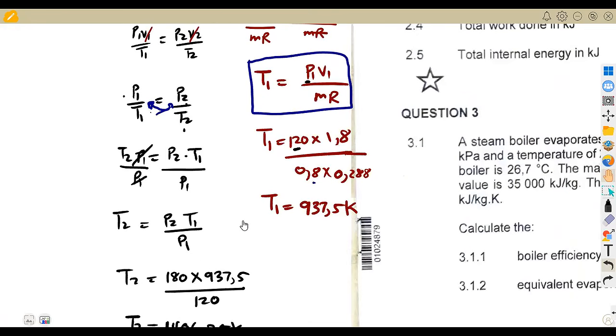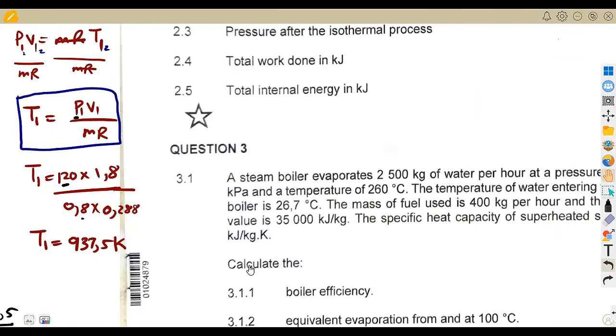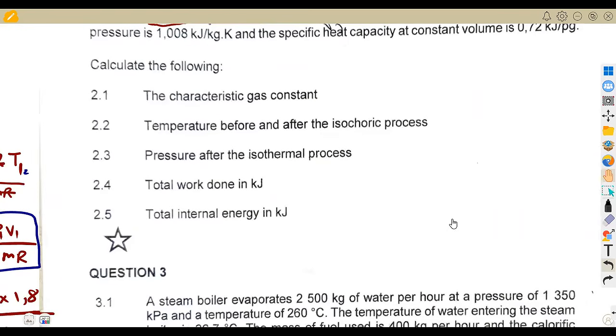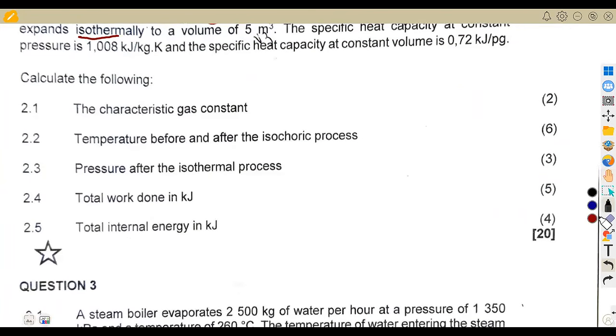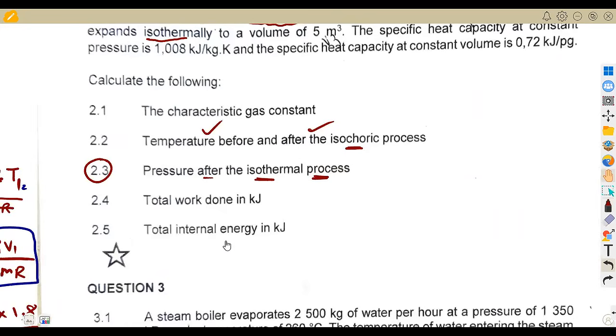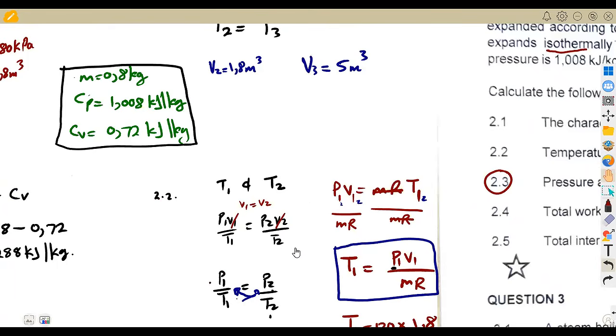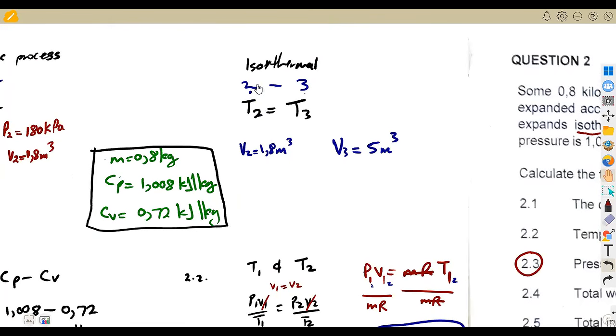All right, let us check what the other part of the question was. We calculated both the temperature before and after, and then the pressure after the isothermal process. We are no longer in the isochoric process; we are now in the isothermal process. And in the isothermal process, we are considering from stage 2 to 3.